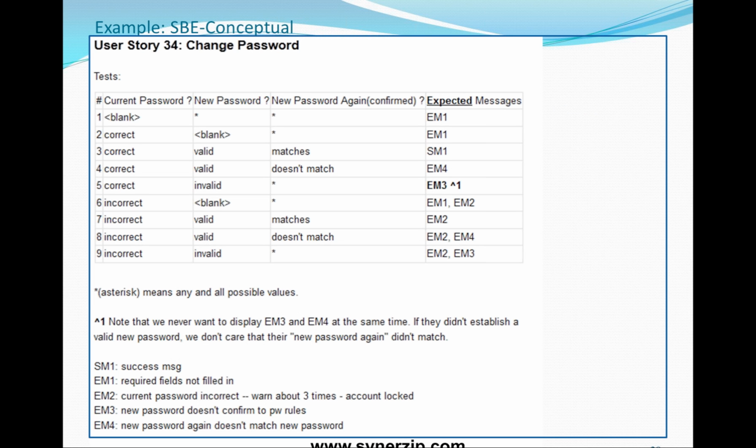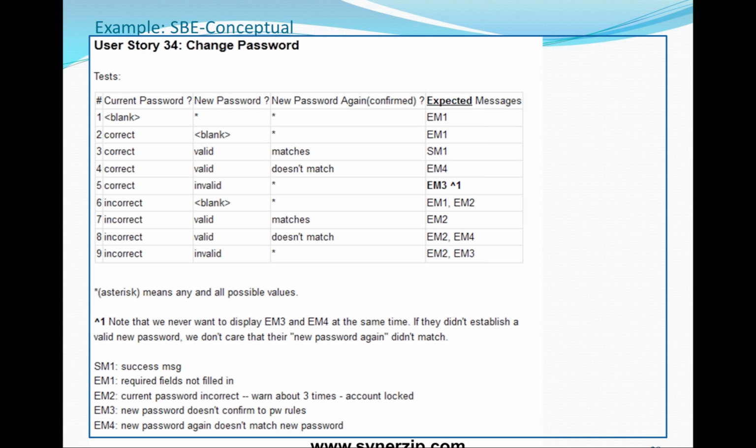But if you look at row number 2, I enter the correct password, but I leave the new password field blank, and then there's a star in the next column. And if you look down below, the asterisk means that it's any and all possible values. So no matter what I enter in the new password field, in that scenario, I'm still going to get the same error message. So it doesn't matter what I enter. So this is what I mean by conceptual. I'm conceptually talking about what you enter for the password. And on the next screen, I'm going to show you what it looks like with actual test data. And so these are the 2 flavors of the specification by example pattern.